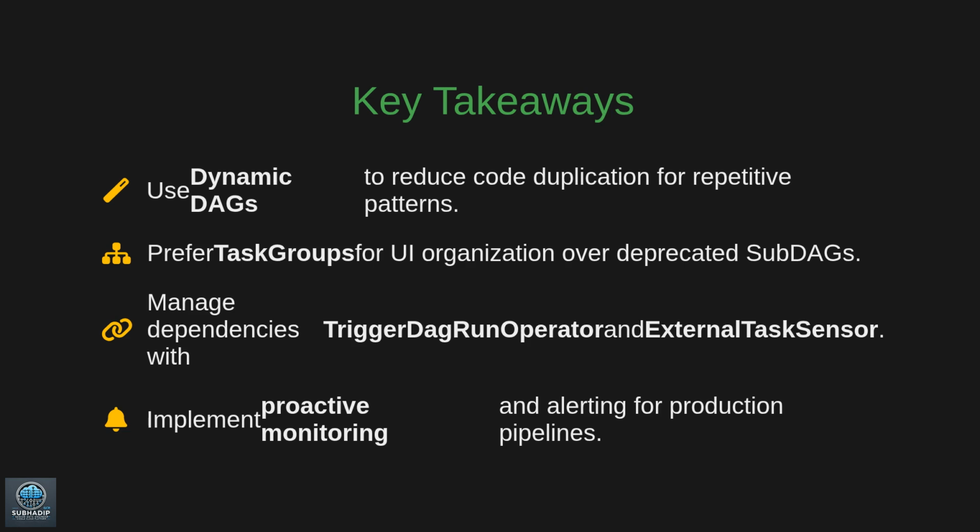To summarize what we have learned, use dynamic DAGs to keep your codebase clean and maintainable when you have similar workflows. Always choose task groups for visually grouping tasks and stay away from SubDAGs. For handling dependencies between DAGs, use the TriggerDagRunOperator for tightly coupled workflows or the ExternalTaskSensor for more loosely coupled ones. And finally, never forget to set up comprehensive monitoring and alerting for your production pipelines.